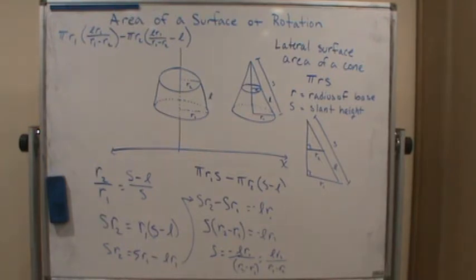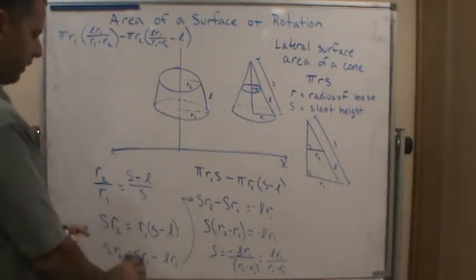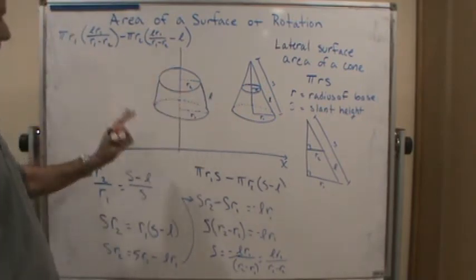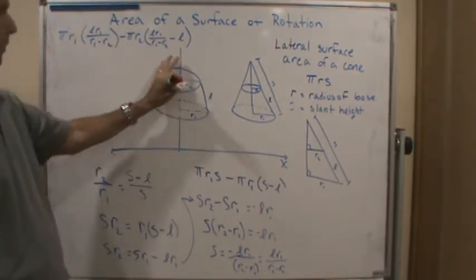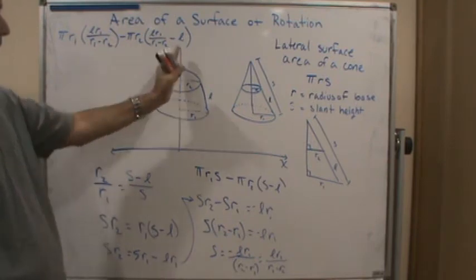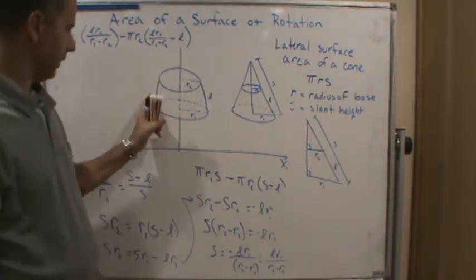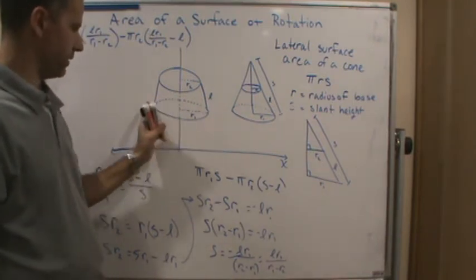So now, we simplify this thing. Okay, well let's simplify it. Okay, again, I'm going to erase this, take notes. I'm going to erase this because now I got everything in here. So this is my formula, right? This is the formula I want to use for finding the surface area of rotation of this thing.